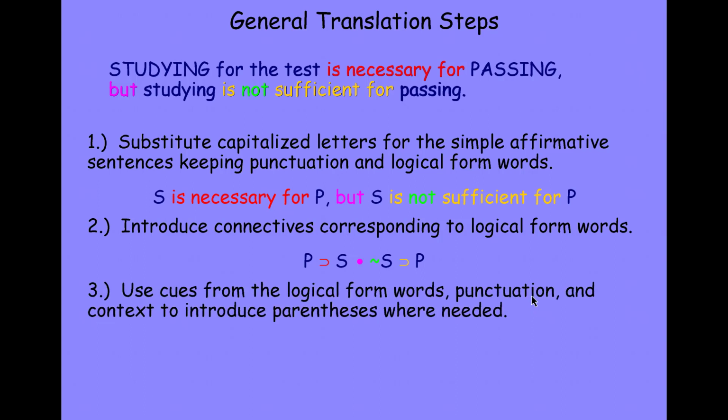So we're going to use those cues from our logical form words, from our punctuation, and from the context of the original sentence to introduce our parentheses to disambiguate the scope of those logical connectives. And that gives us something like this. P horseshoe S in parentheses, dot, tilde, S horseshoe P in parentheses. So this says studying is necessary for passing the test, and studying is not sufficient for passing the test, and that seems to be the relationships between simple statements that are expressed in the original English sentence. In the next video, we'll try and go through another 4 examples.